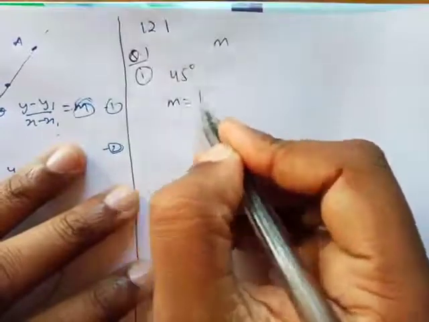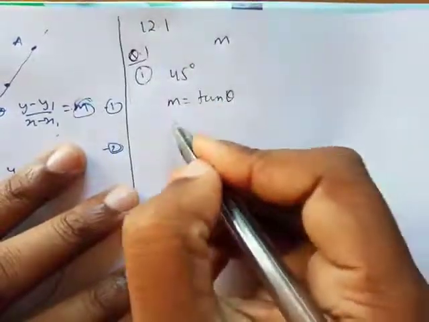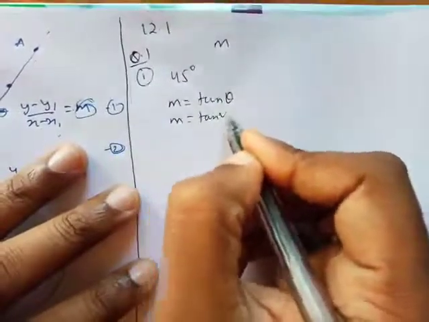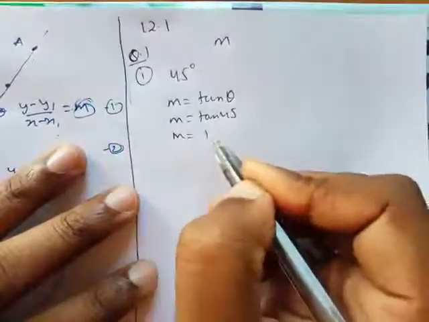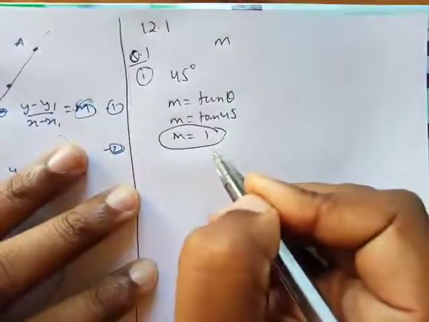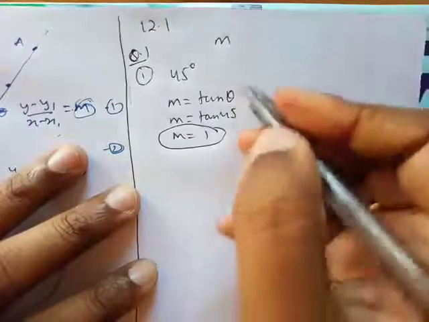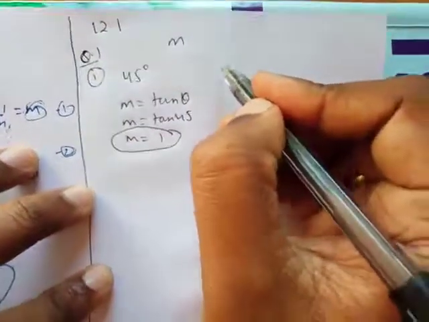So what is the definition of m? Tan theta. I have given theta. So tan 45. So what is my answer? 1. So what is the slope? 1 unit. Okay, let's have a look in question number 2 now.